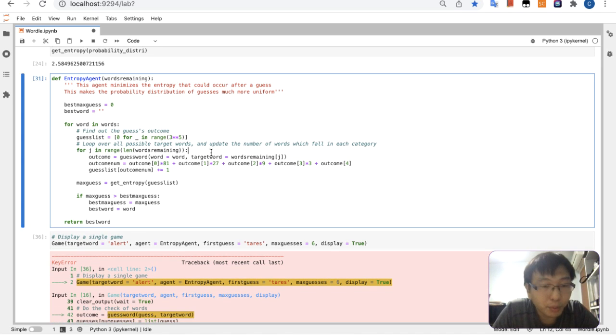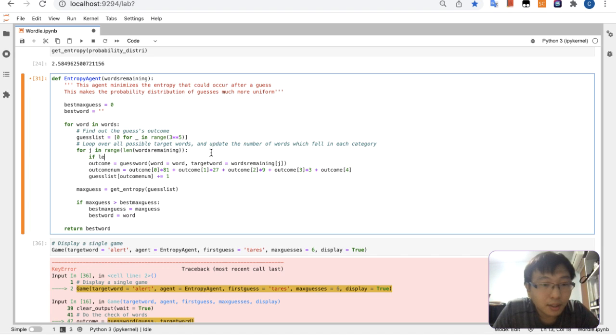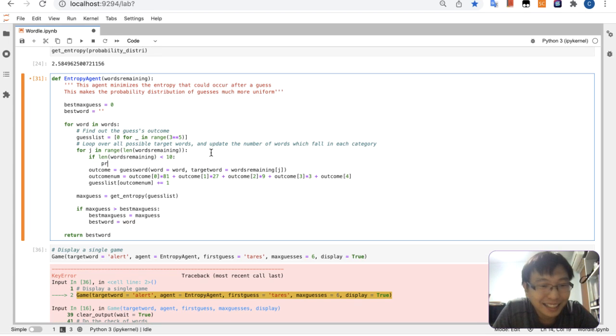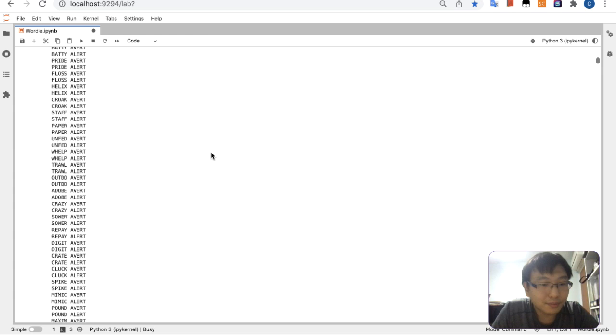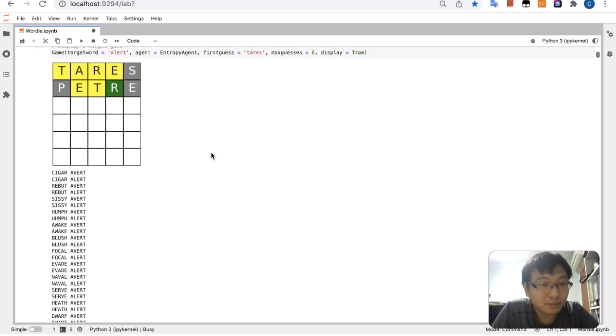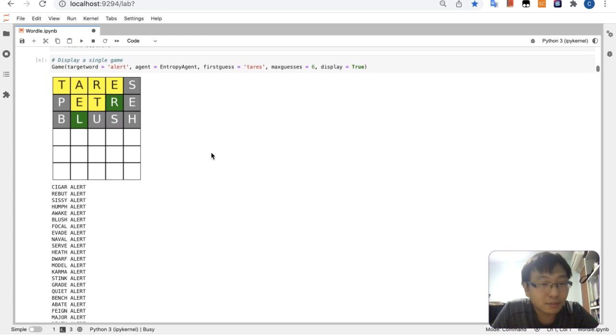Okay, maybe I can print out here. If length of words remaining is smaller than 10, print word. Okay, now I don't make the same mistake as just now. I only print if the guess is less than 10. Okay, somehow printing this.